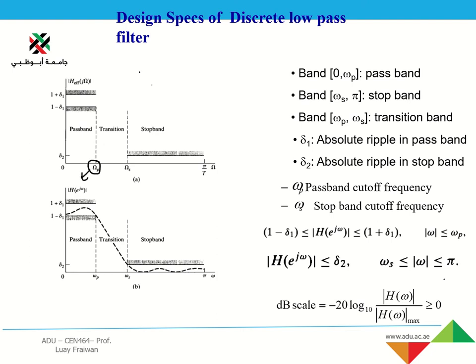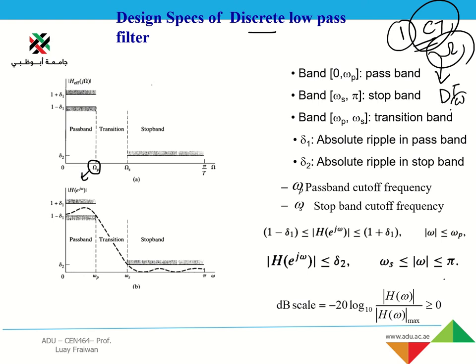Now we want to design for discrete time. First of all, we will design in the analog or continuous time domain, and then we will convert that analog filter to discrete time. So this is the continuous time frequency domain. This is the pass band frequency and this is the stop band frequency. From this frequency the stop band starts, and in between them we have the transition band.